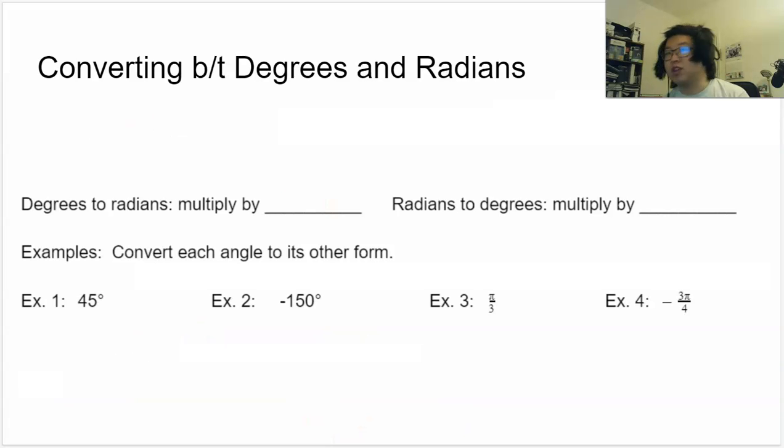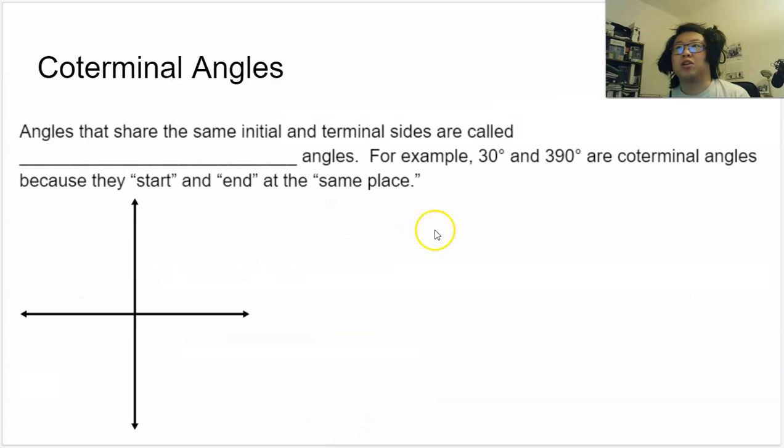Alright, moving on. Last thing for today. Coterminal angles. These are angles that share the same initial and terminal sides. So these are called coterminal. For example, 30 and 390 are coterminal because they start and end at the same place.